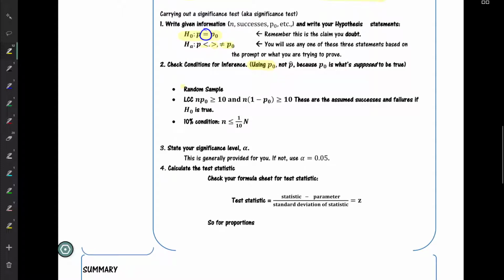We do that by checking that random sample. We check the normality condition, which is the LCC, and we do our 10% condition. Again, we've already done these. I'm just going to write them out real quick so I have a formal test of significance all in one place.